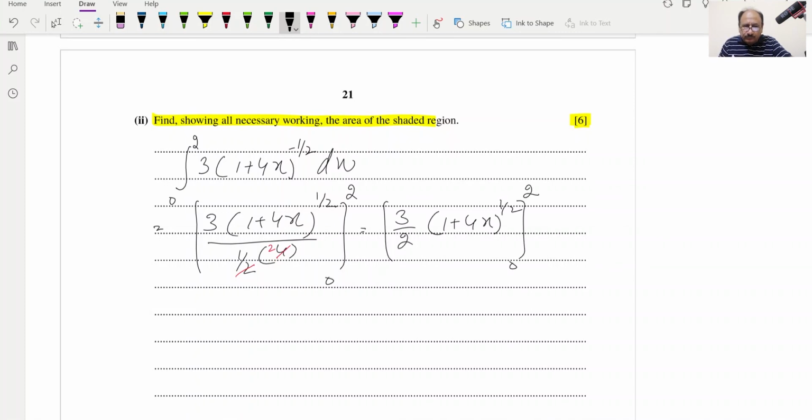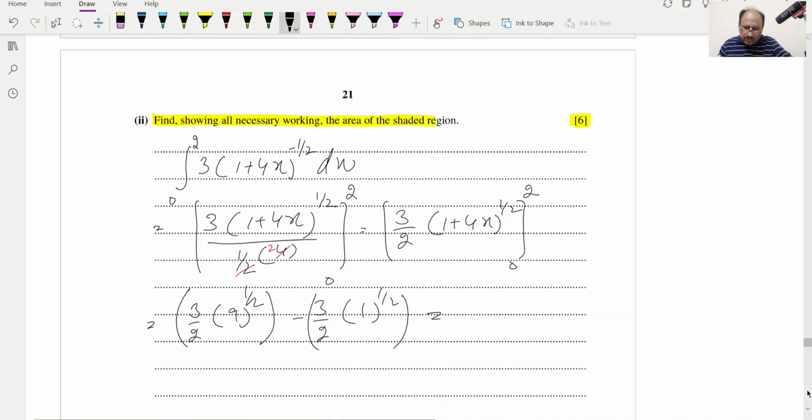Now we replace the upper limit value first, and this will be 3 by 2, and this will be 1 plus 8, which is 9, so we can write 9 raised to 1 by 2, and this will be the first value. And minus the second, which will be 3 by 2, and this will be 0, so 1 raised to 1 by 2. I'm writing this for your understanding.